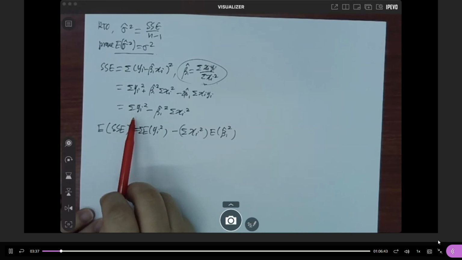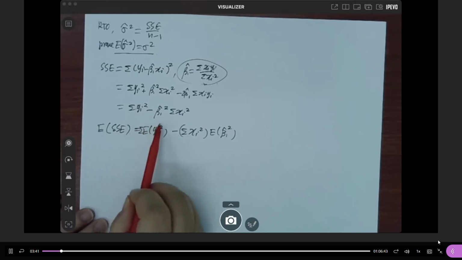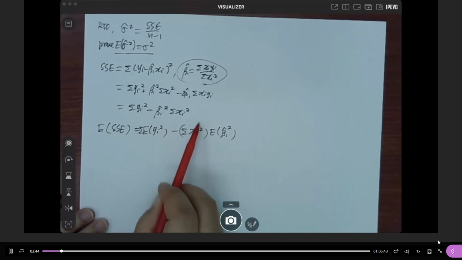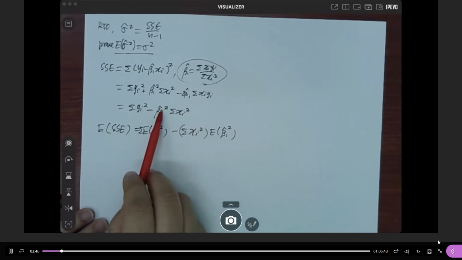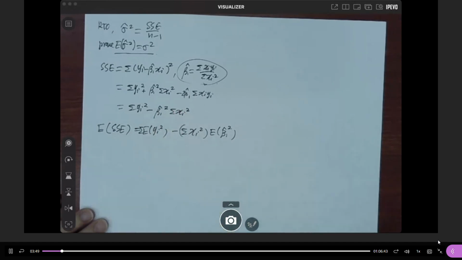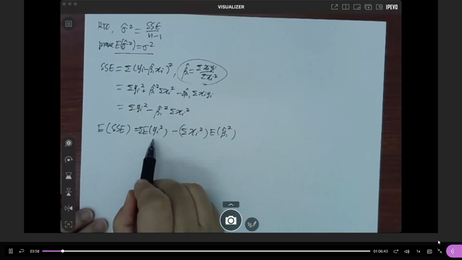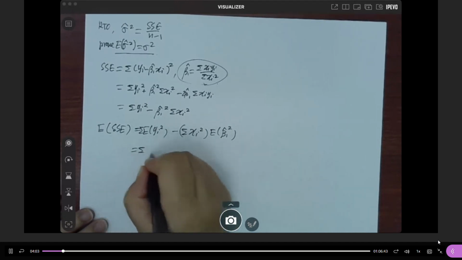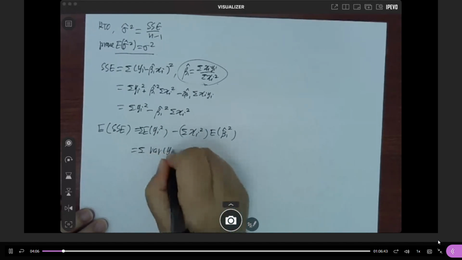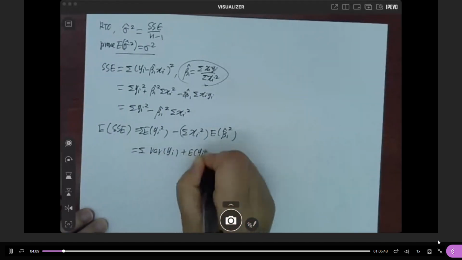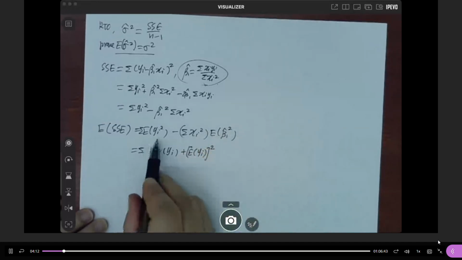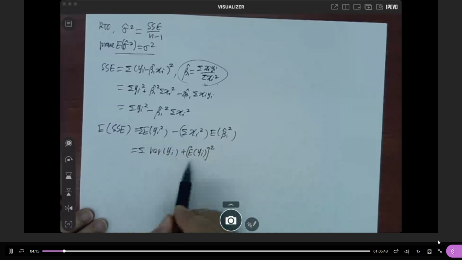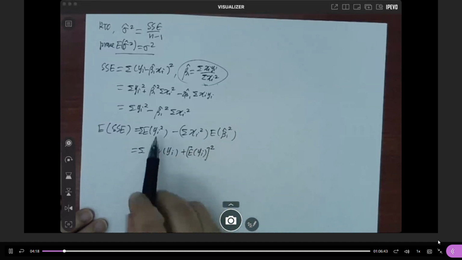So you apply E on yi squared, and then you take out summation xi squared as a constant, then you apply E on beta 1 hat squared. This is a constant coefficient. Don't apply E for x. X doesn't have randomness. Then you have E of a random variable squared. We are going to use the variance to replace this. This is equal to the variance of yi plus E of yi, squared. That is E yi for each term.